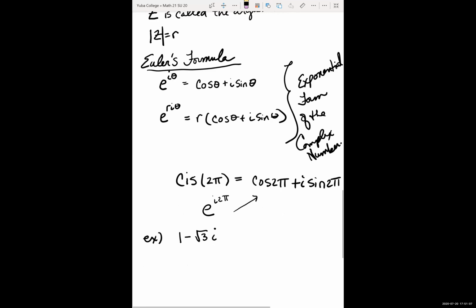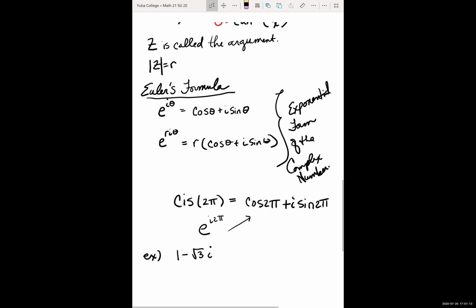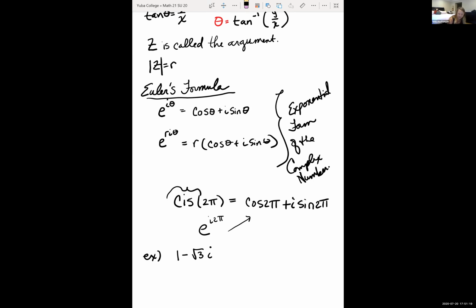Professor, right on top of that, next to the 2 pi in parentheses, is that cis? Yes. And so this is just shorthand for writing out c for cosine, i meaning it's an imaginary number, and the s is the sine piece. So it's just a shorthand way of writing this whole thing out.